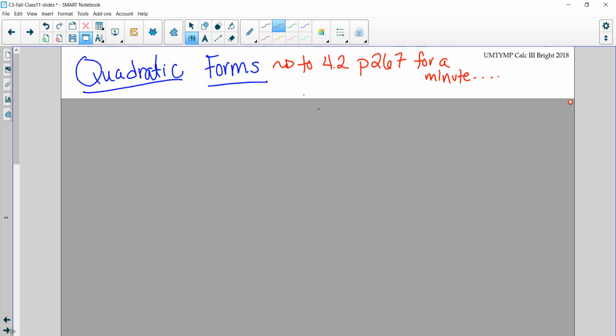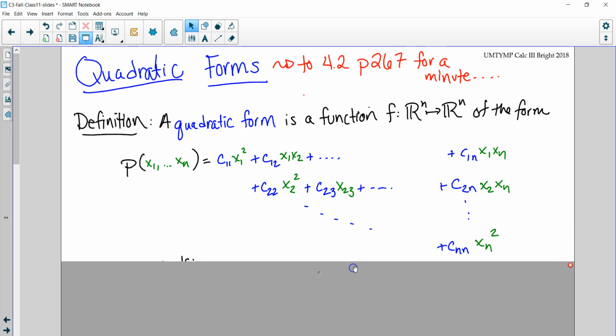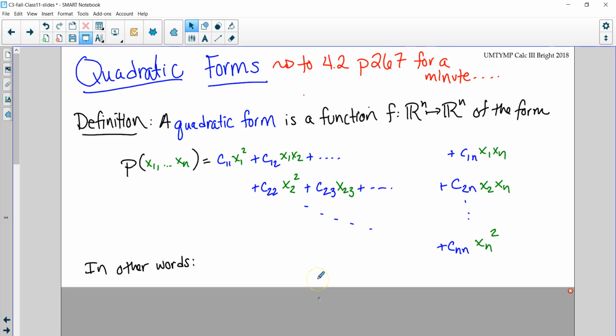Okay, so the definition of a quadratic form is a function that has at most degree 2 terms. You can see that each individual term has a coefficient, C11 and so on. All the C's are just coefficients. I don't know what they are, but they're coefficients. And the variable component of each term has at most degree 2 when we multiply it out. That's all a quadratic form in n variables is.